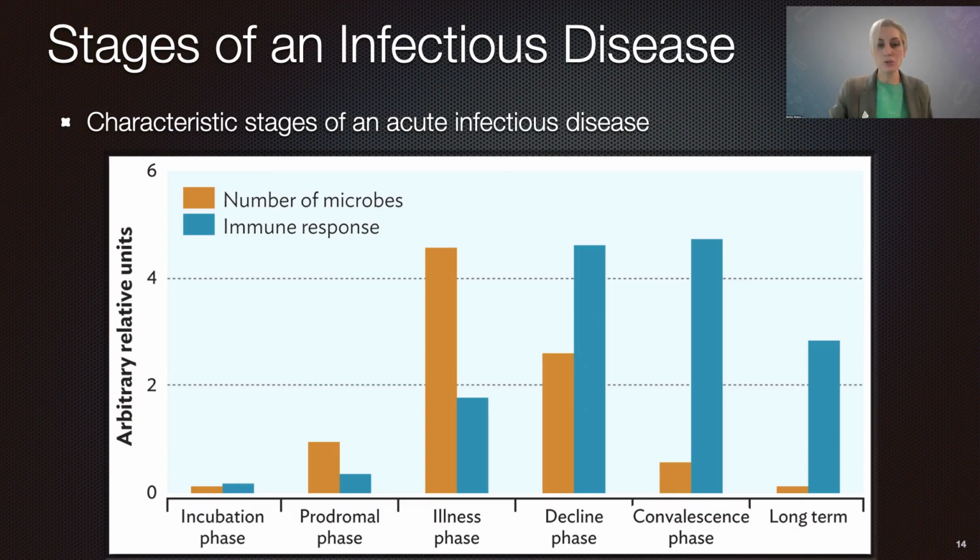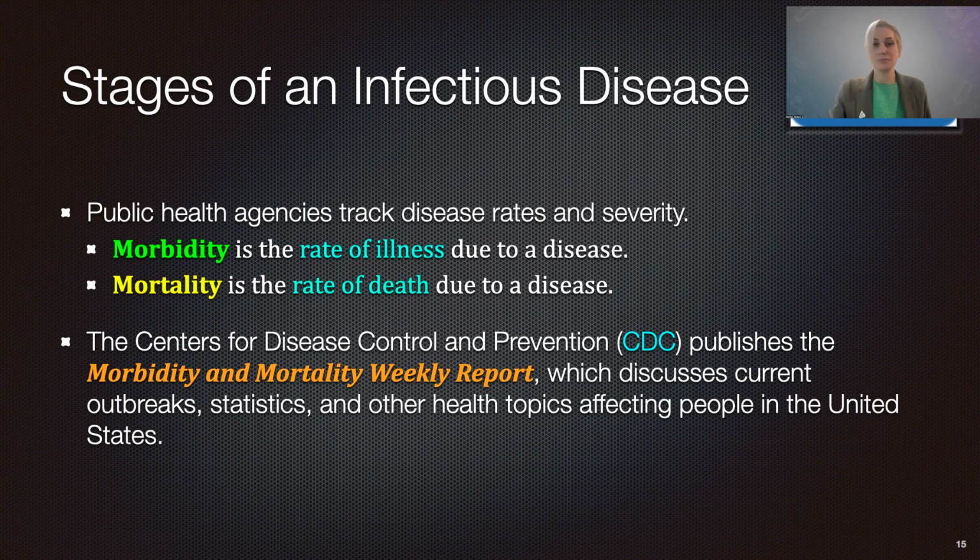So we can see two different bell curves here. If we're looking at number of microbes in the orange color, we increase here at illness phase and drop back down. If we're looking at the immune system response, we see we peak here at the decline phase and convalescence phase, and then back down.